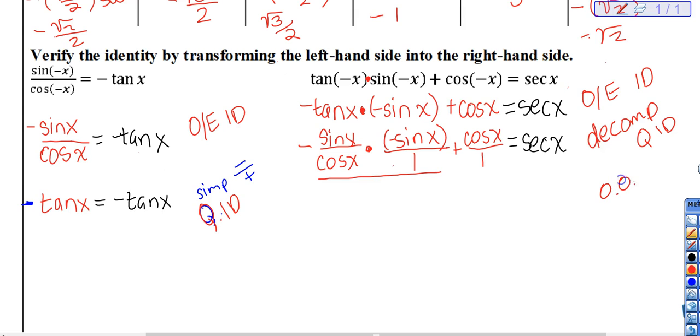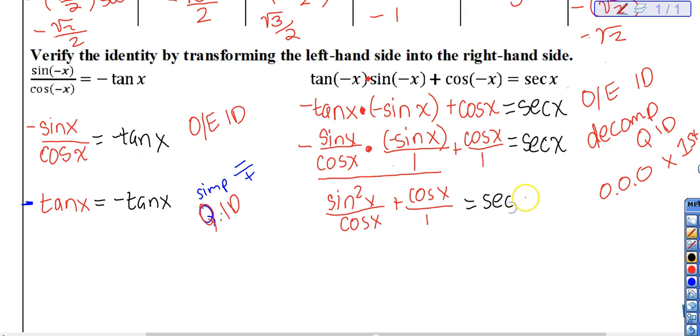So over here, I'm going to write order of operations. Multiply first, because I noticed that people were struggling, maybe because it was in trig notation instead of just regular numbers. It was a little confusing. We need to clean that up. So let's multiply those two together. So negative sine of x times negative sine of x is sine squared x over cosine x, plus cosine x over 1 equals secant of x. All right. So that was the order of operations. Multiply first. Now what?